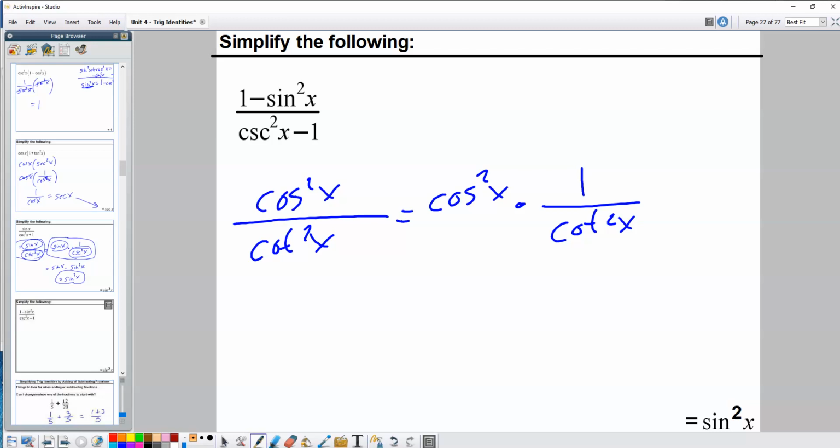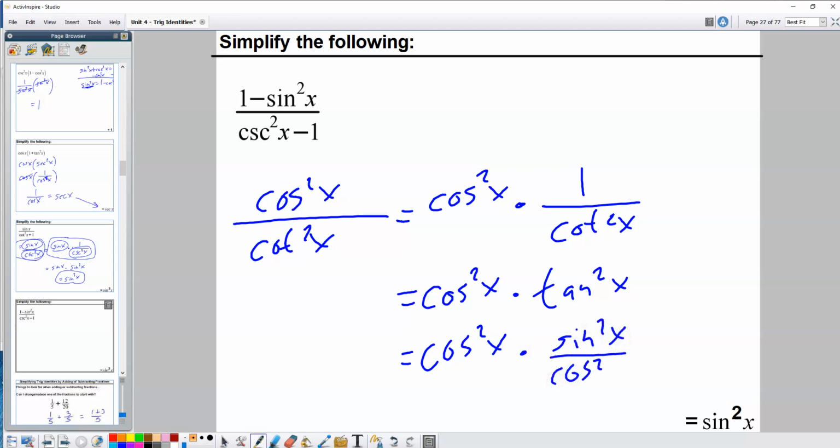I'm going to get that cotangent squared in terms of sine and cosine. So if you haven't noticed already, most of these I'm getting in terms of sine and cosine and then seeing what I can zap. So I've got cosine squared of x times 1 over cotangent, which is the same as tangent. And then this is cosine squared times sine squared over cosine squared. And then that zaps with that, and I'm left with sine squared of x.